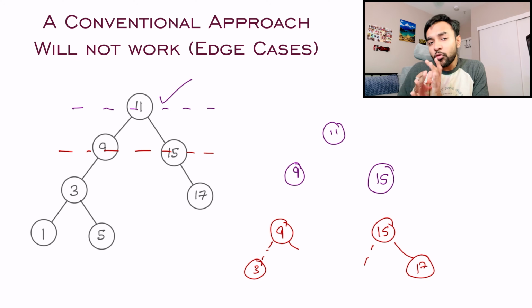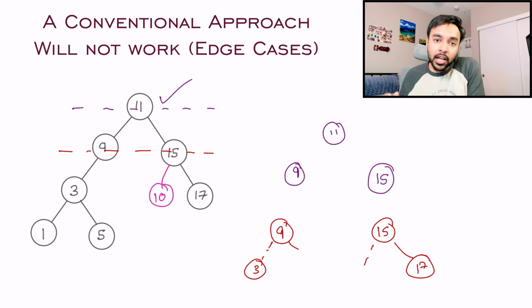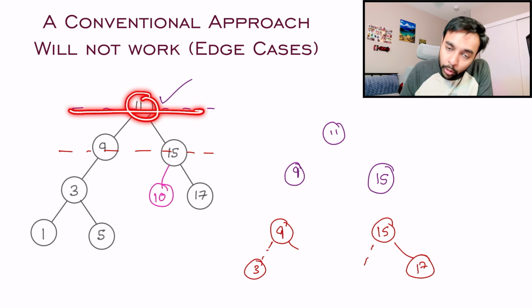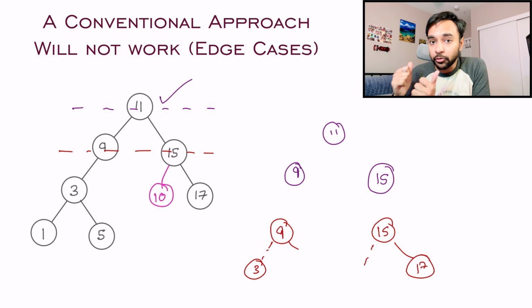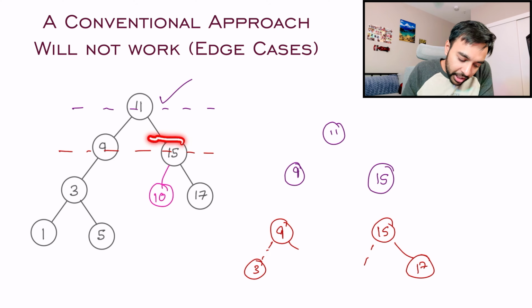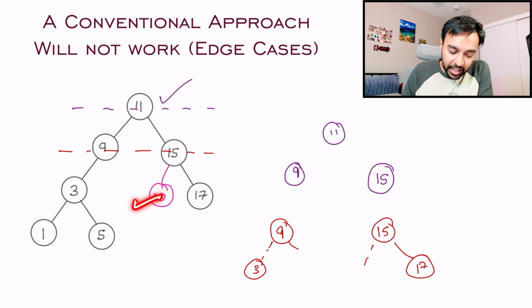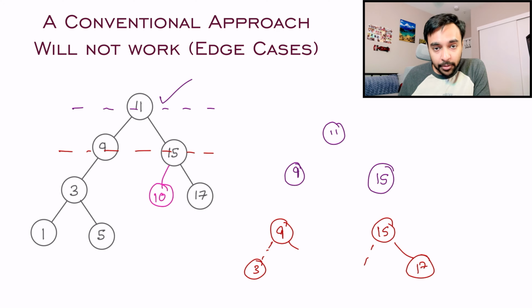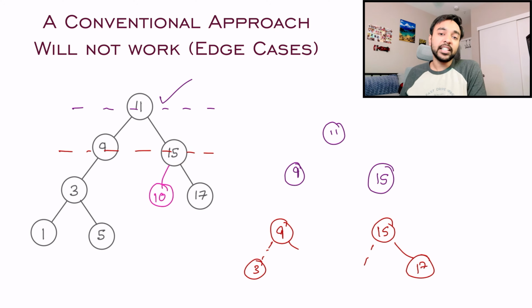But wait a minute. What happens if I add one node in this binary tree that looks something like this? Now if you start doing your level order traversal technique again, when you look at node 11, on the left you have a smaller node 9, and on the right you have a greater node 15. So far so good. With 9 also your condition will be satisfied. And when you come to 15 and look at its left and right nodes, the left node is 10, that is smaller than 15, so that is good. And the right node is 17, and that is greater than 15.